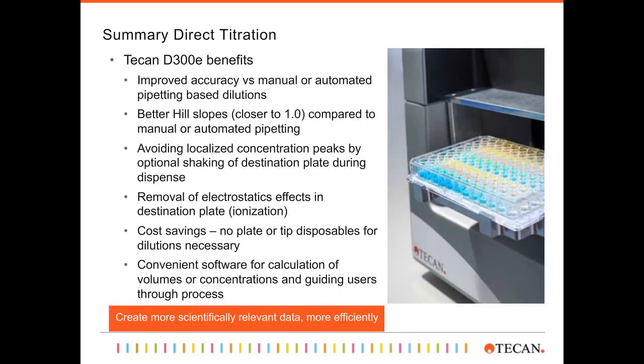We avoid localized concentration peaks by optional shaking of the destination plate during the dispense. So during the dispense, you can make the D300E shake your plate such that the DMSO or the diluent added is dissolved in the plate. Prior to the dispensing, there's a removal of the electrostatic effects in the destination plate, so there's a deionizer. You have cost savings, there's no plate or tip disposables for dilutions necessary, and not to forget the convenient software for the calculation of volumes or concentrations, and that guides the user step by step through the process, as you can see in the video.